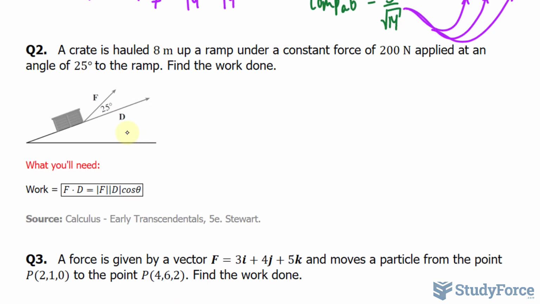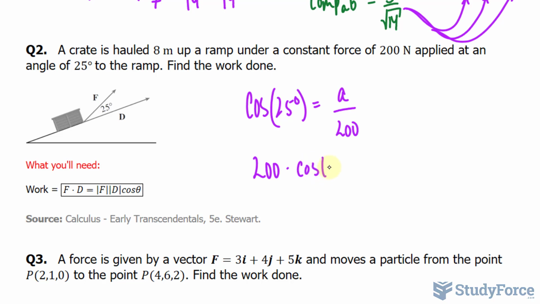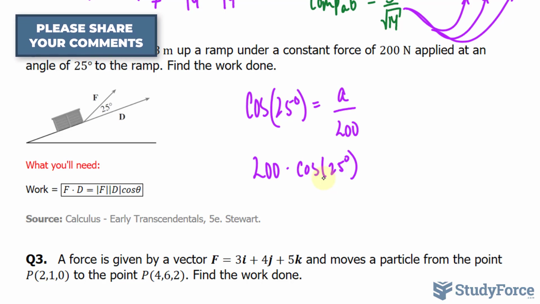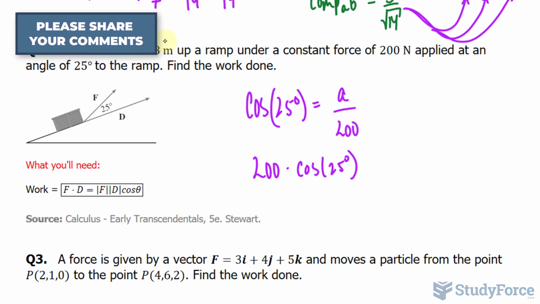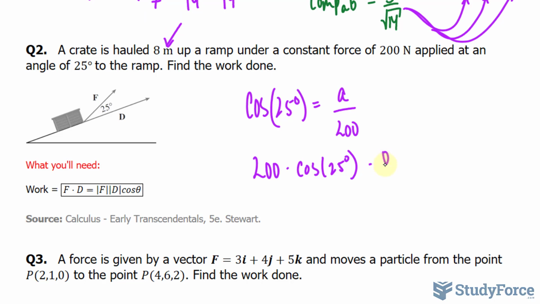And the x component here can be found by taking cosine of 25 degrees times the hypotenuse of the vector, which is 200. I'll show you that. Cosine of 25 degrees is equal to the adjacent over the hypotenuse, which is 200 newtons. Rearranging for a, we end up with 200 times cosine 25 degrees. So we take this factor and we multiply it by the distance in which the object is moving, which in our case is 8 meters. So we'll multiply that by 8 meters.